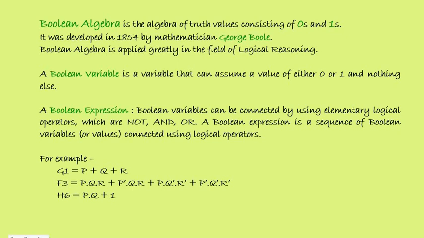What is Boolean algebra? It is the algebra of truth values consisting of zeros and ones. It was developed in 1854 by a mathematician whose name was George Boole. Boolean algebra is applied greatly in the field of logical reasoning. A Boolean variable is a variable that can assume a value which can be either a 0 or a 1 and cannot be anything else.